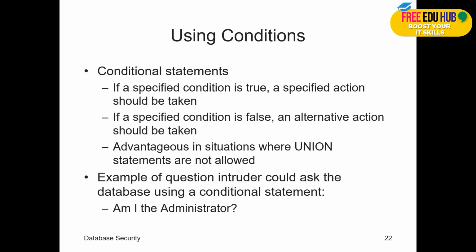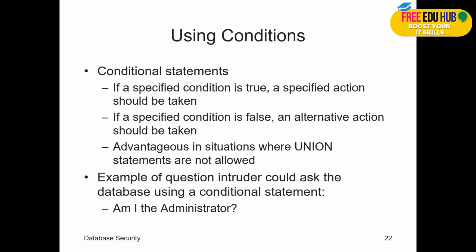Now the second way to get that information is using conditions. Condition statements: if a specified condition is true, a specified action should take place. Just like we read earlier, where AB is equal to A plus B. So it's a true statement. Likewise, it would check if it's an administrator account; if true, show 1, else give an error. So the moment they get a flag as 1, it means that it found an administrator account.